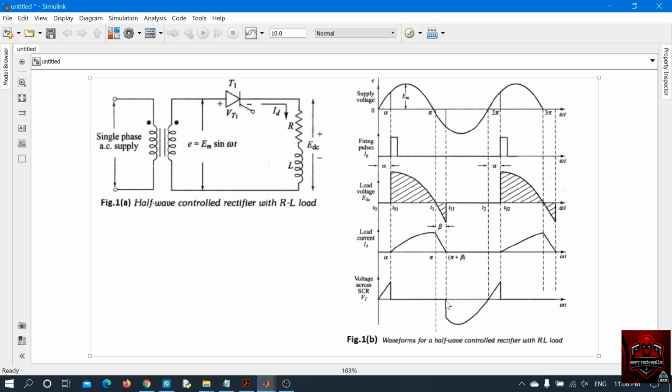Here you can see the negative portion where the thyristor gets turned off. The voltage directly appears across the thyristor, the voltage across the SCR. Till the next time the thyristor is turned on, the voltage appears across the thyristor. Let's see these conditions in our simulation.